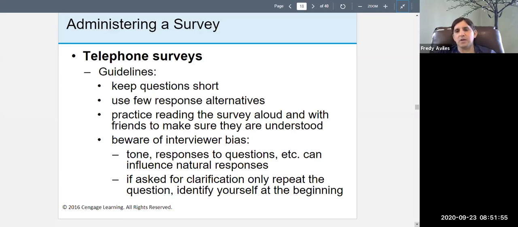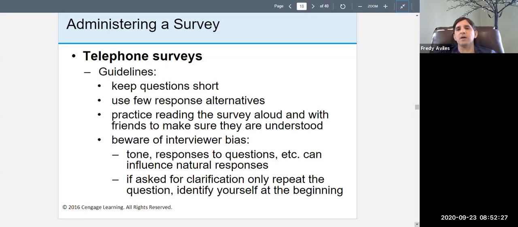Practice reading the survey out loud before you call people. Practice reading it with friends to make sure that they can understand what you're saying. Make sure you speak clearly. Make sure that you have a good tone. Beware of interviewer bias. Sometimes when you speak and you ask certain questions, it can be very obvious what you believe about the topic or what you believe about the question or how you think they should answer it. There's interviewer bias. Your tone can give it away.